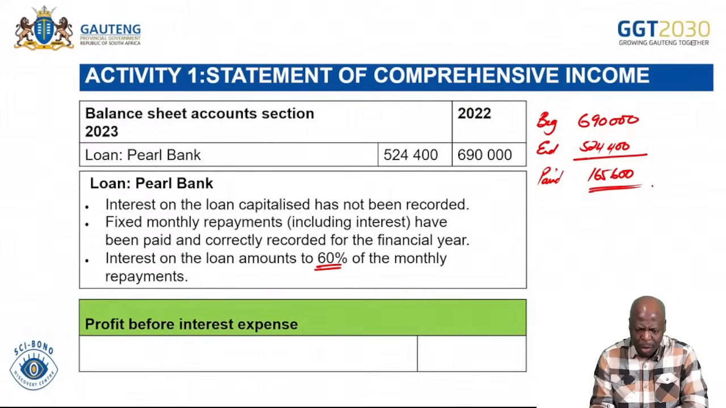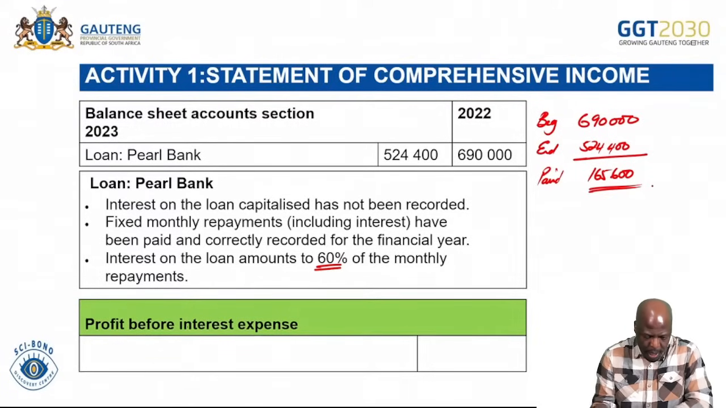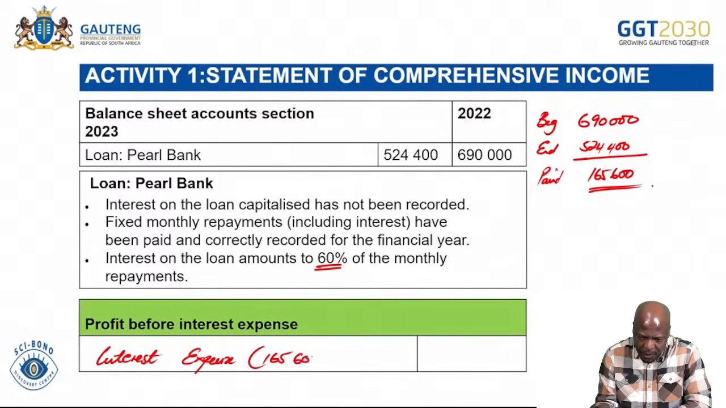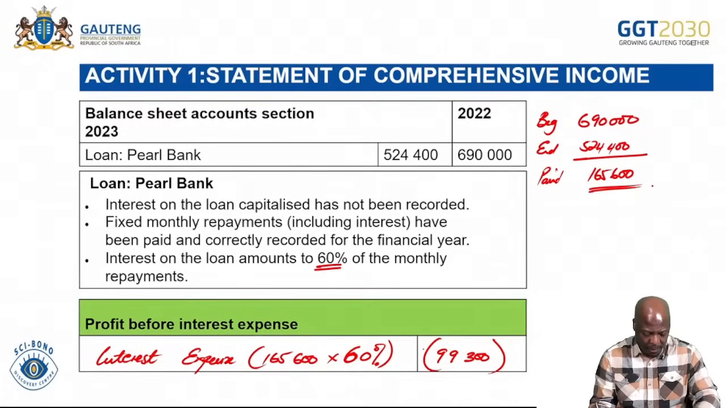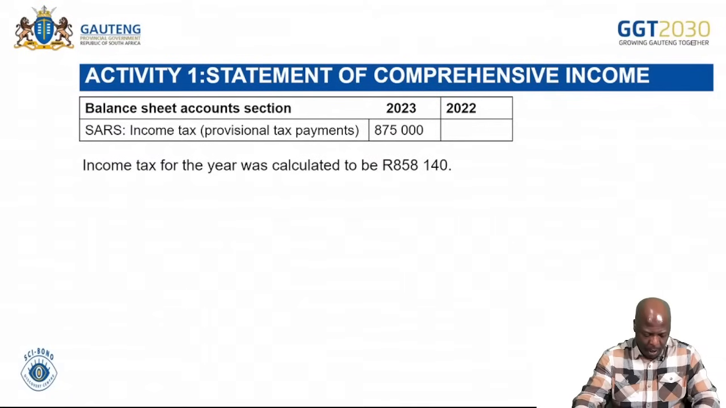So we are told interest on the loan amounts to 60% of the monthly repayments. That simply means if I want to get my interest expense, I would say 165.6, which is the repayment. Then I get my 60%. That is going to give me 99,300, which is in brackets, interest expense. It has to be in brackets. Okay, let's go on to the last part now.